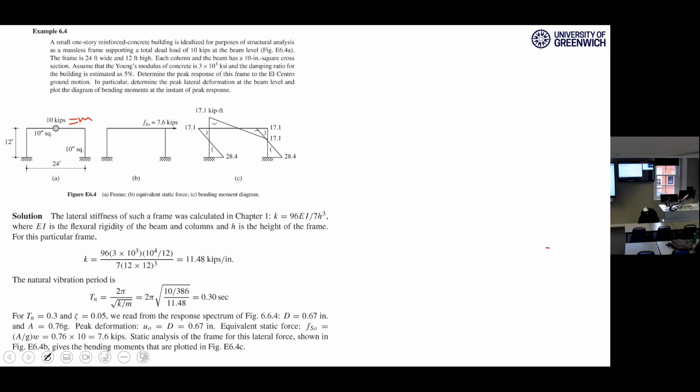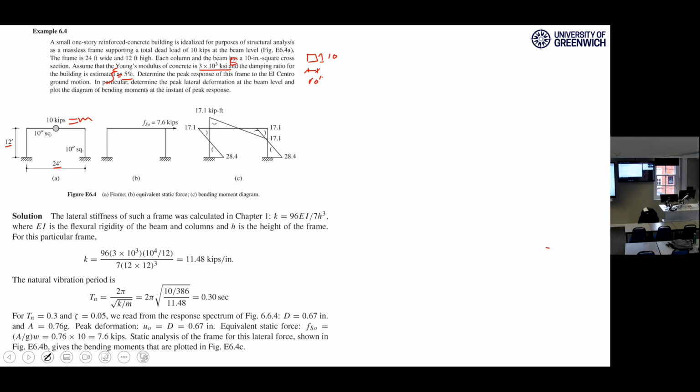And the frame is 24 feet wide. This is the width, 12 feet high. Each column and beam has a 10-inch square cross section. So they are like this, 10-inch. This is 10. Assume the Young's modulus equal to this one. This is the E. The damping ratio is 5%. This is psi. Determine the peak response of this frame to El Centro ground motion.